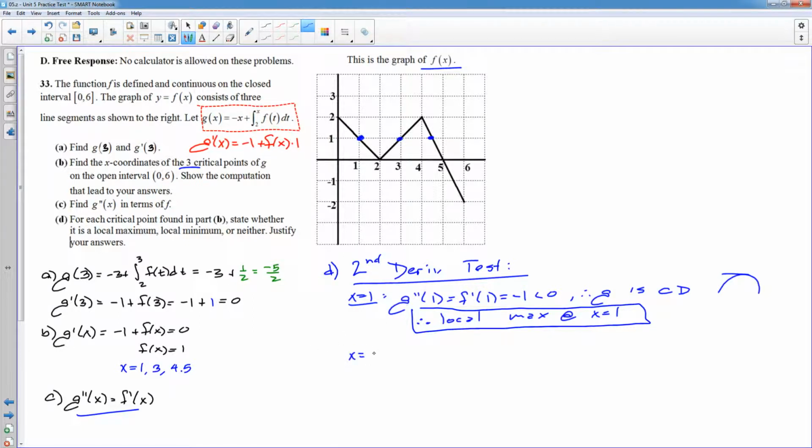x equals 3. The second derivative of g at 3 is the same thing as f prime of 3. And the slope of f at 3 is 1. That is a positive number. That means your function g would be concave up. And if your function is concave up at a critical number, you have a local min at that x coordinate.